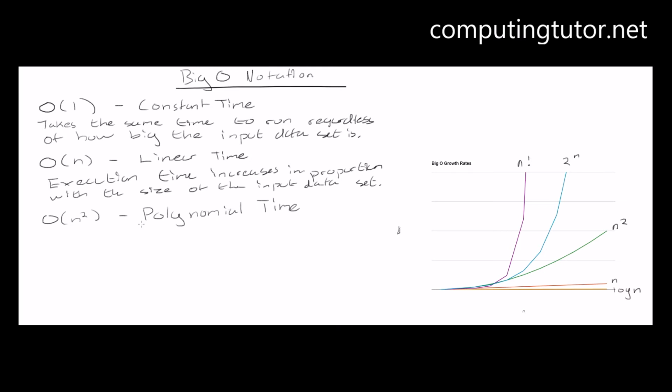The next time complexity we've got is polynomial time. And with polynomial time, the time which the algorithm takes to execute is proportional to the square of the size of the input dataset. Okay, so polynomial time describes an algorithm where the execution time is proportional to the square of the size of the input dataset. And the next time complexity you need to know about is exponential time.